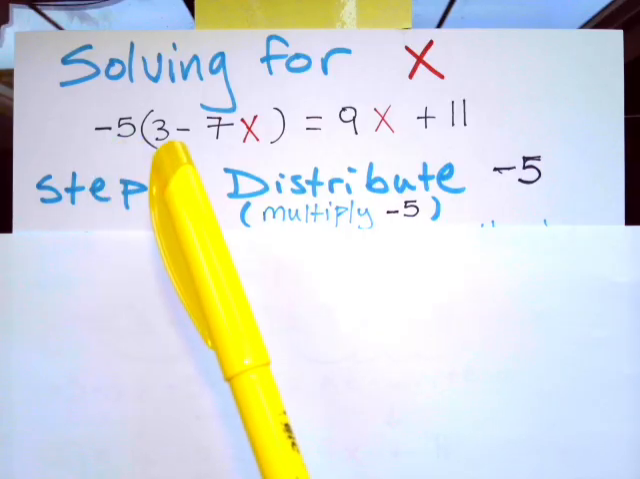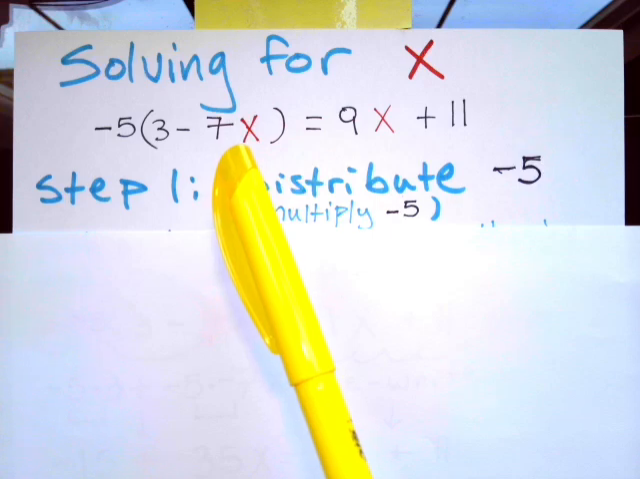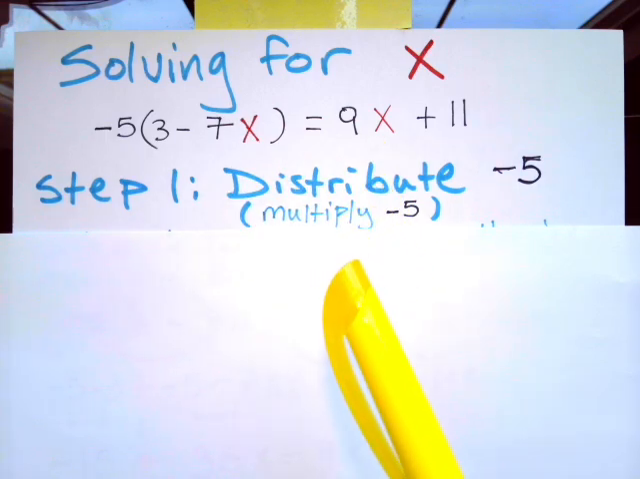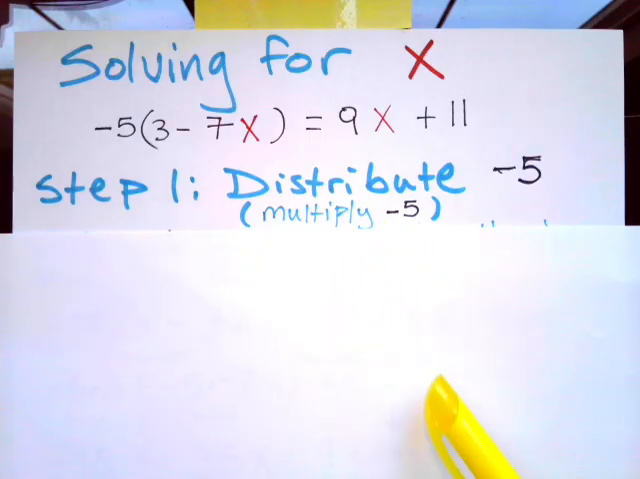After we distribute and multiply, in order to get x by itself, we'll be doing what's called the inverse, or the opposite operation, to get x by itself. And I'll get into that a little bit later.